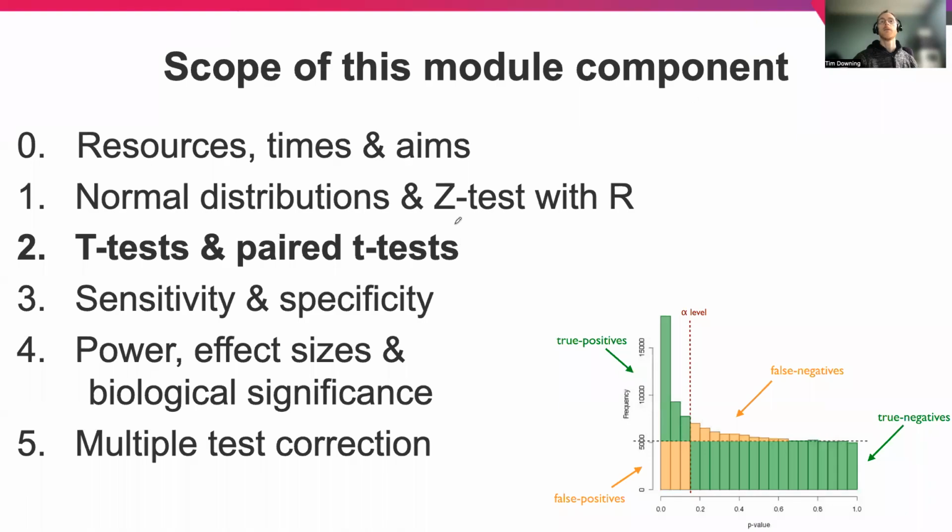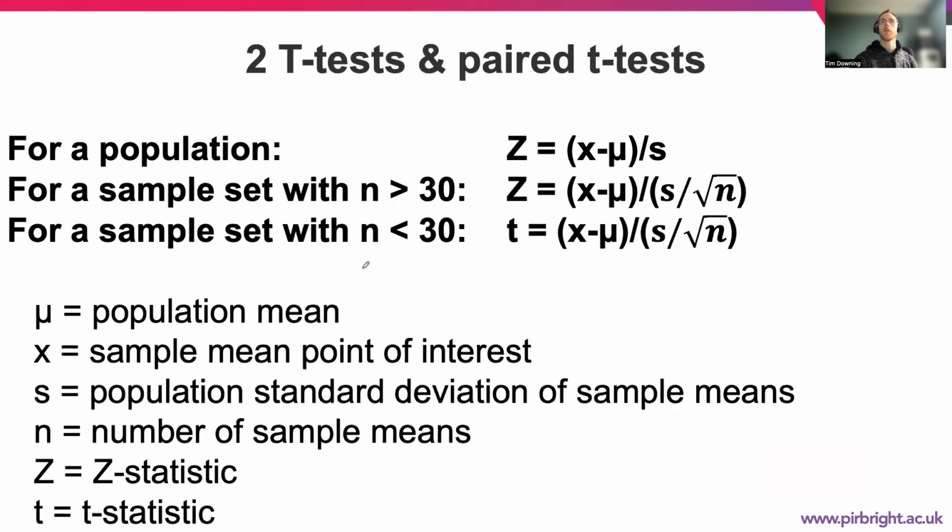So welcome to the second video in the course ST1 on hypothesis testing. We're talking about t-tests and paired t-tests. So in the previous video, we discussed this idea about how we want to test for variation in data using this formula if we have all the samples in our population.